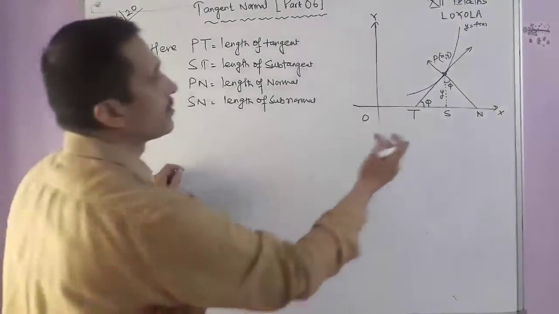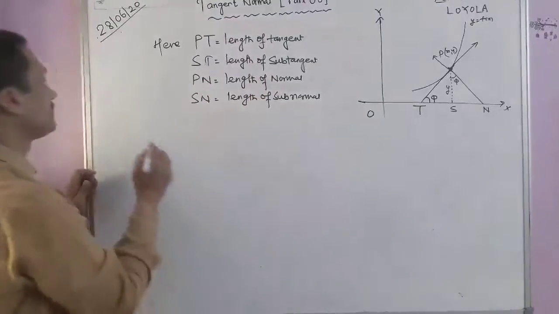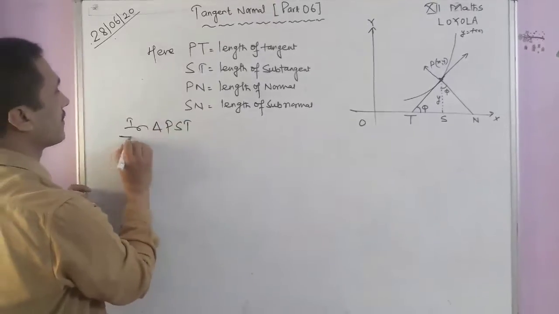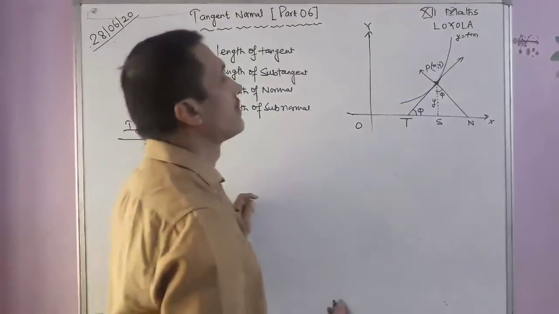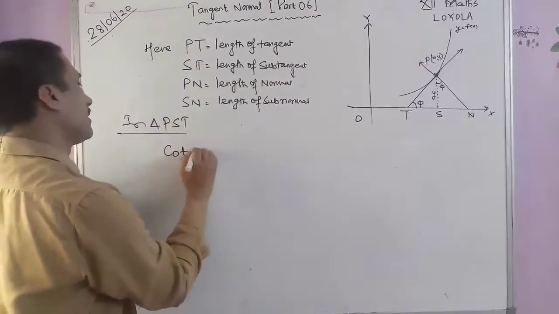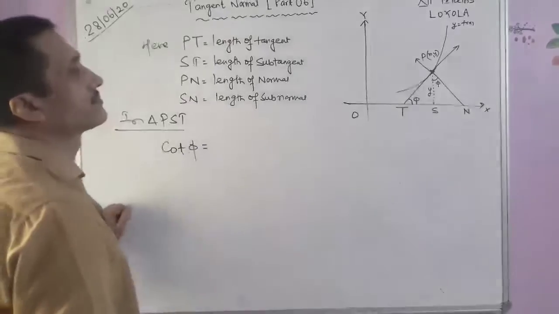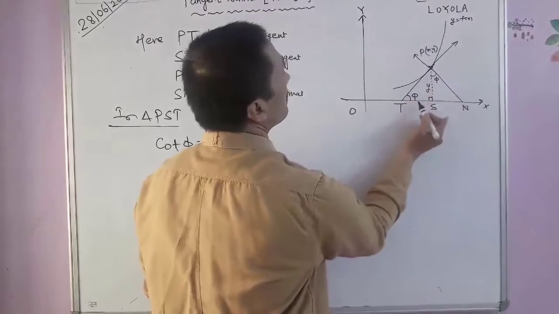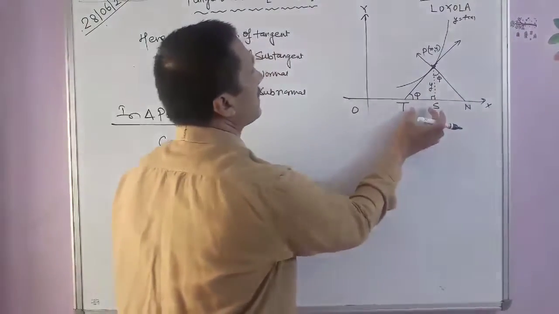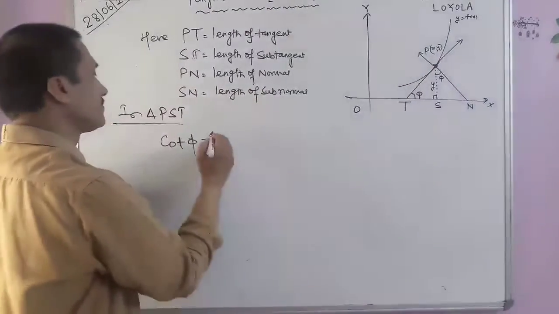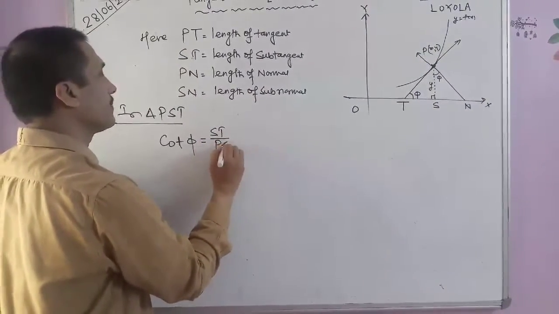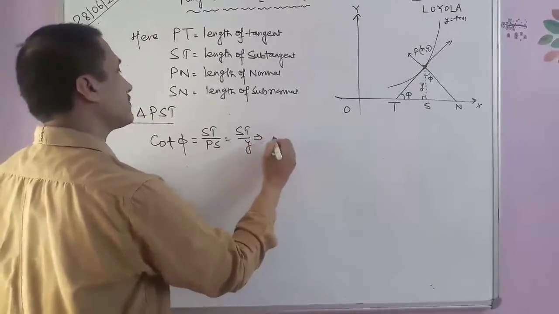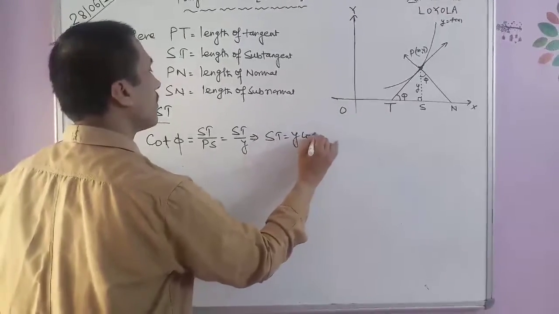From the figure, we take first triangle PST. In triangle PST, first of all, we take cot phi. This is P, this is B, this is H. Cot phi equals ST upon PS, ST upon y. This implies ST equal to y cot phi.